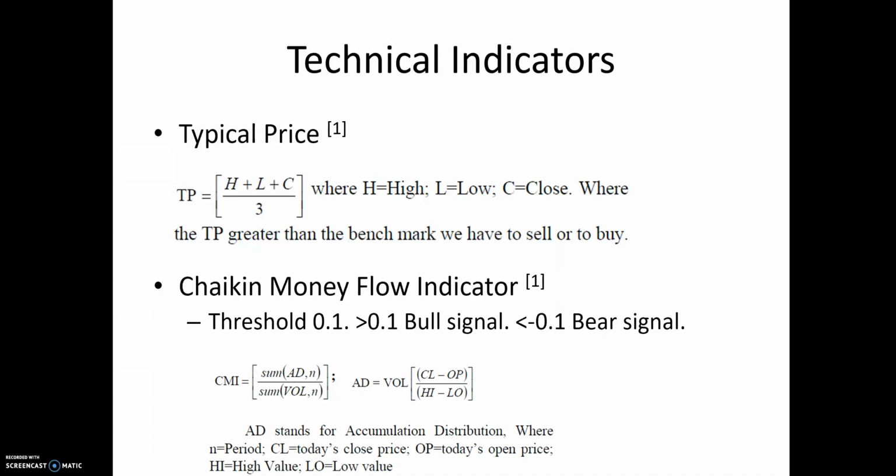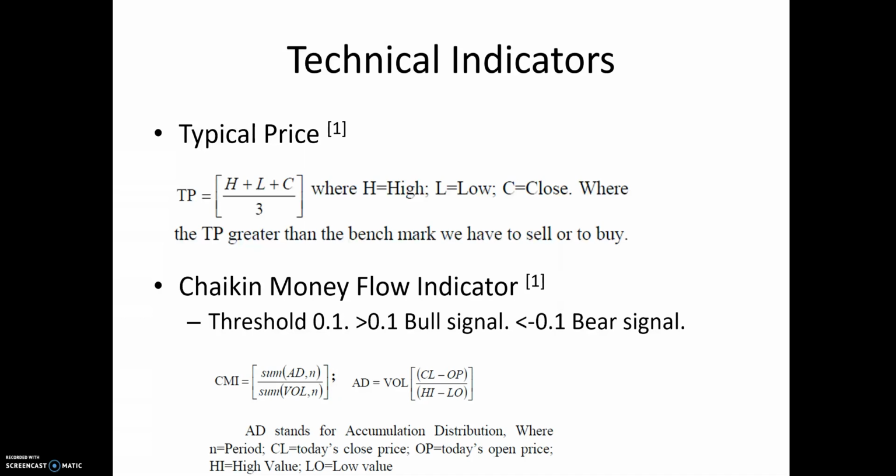So if the typical price is greater than the moving average, we're going to say the stock is overbought, so we're going to short it. If it's lower than the moving average, we're going to buy it because there's a high chance that it's getting oversold.